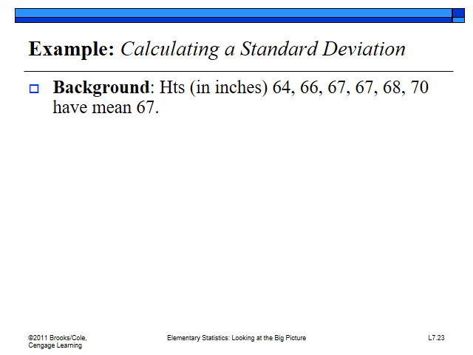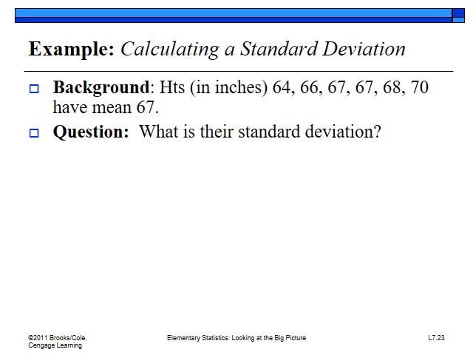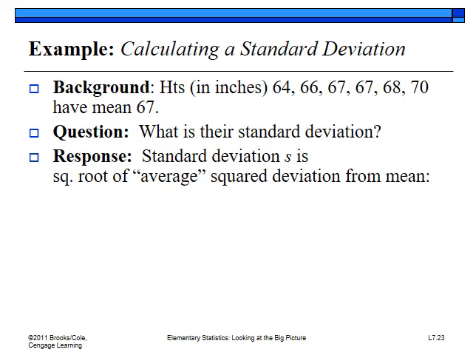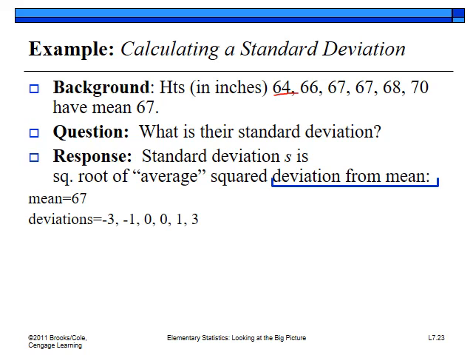Here's a list of some heights in inches. What's the standard deviation? Well, remember, the standard deviation is the square root of the average squared deviation from the mean. First, we compute the mean, which happens to be 67. Then we compute the deviations from mean, which is what we get when we subtract from the mean. So 64 minus 67 is -3. When we do that for all these numbers, we get -3, -1, 0, 0, 1, and 3.